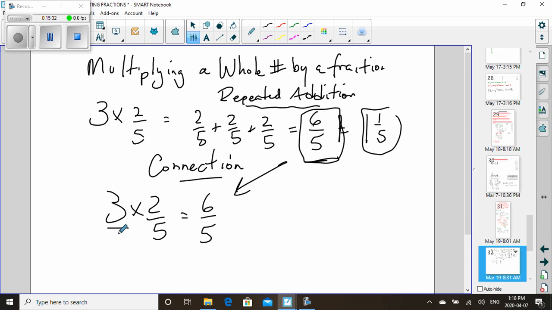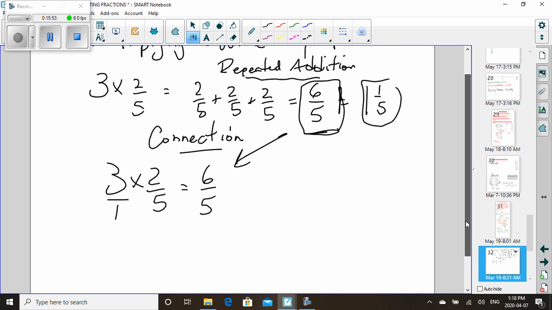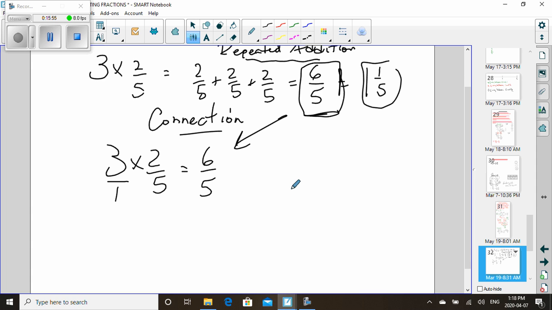You can think of 3 as 3 over 1 if you want. And when we multiply fractions, we multiply numerators, 3 times 2. We multiply denominators, 1 times 5. That's why the 5 stays the same, because I'm kind of multiplying by that invisible 1. Okay? So that's what we would do there. I'll give you one more example. Let's use a mixed number.